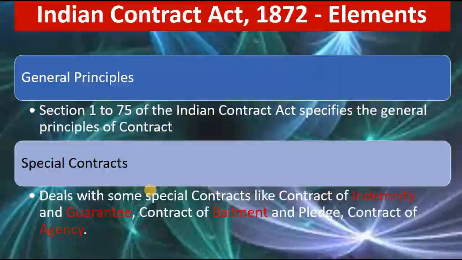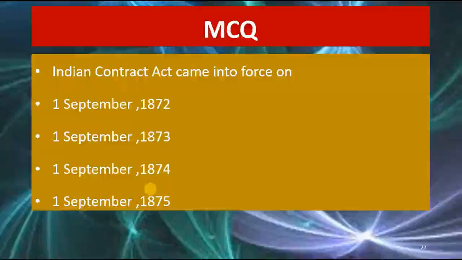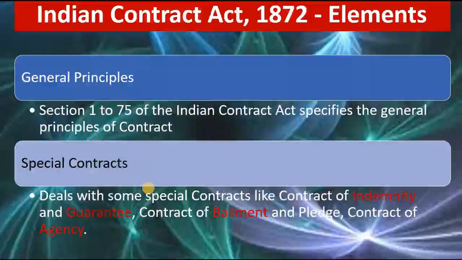Okay. So that's all for the class today. So I'll summarize the class. In today's class we have learned the meaning of contract, the meaning of agreement, the differences between agreement and contract, and the specified statements of contract and the Indian Contract Act.